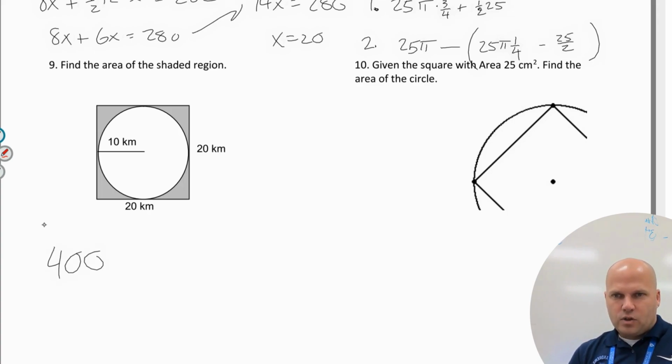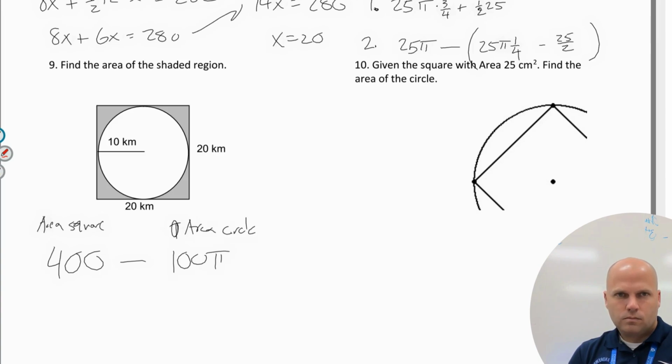Cool, we have the area of the square minus the area of the circle. If the square's area is 25, each length is 5.